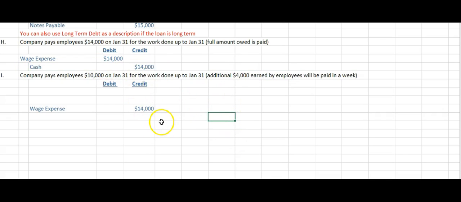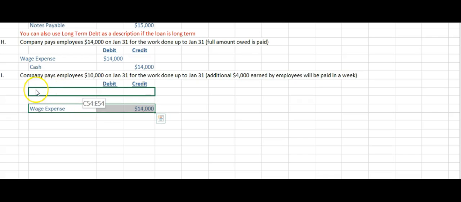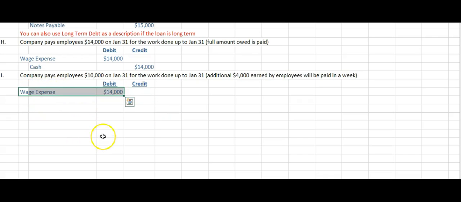Anyways, cash goes down by $14,000, right? Because the company paid. So it goes down, and I apologize for that if you were confused. And wage expense goes up. Expenses go up with a debit, right? Okay, so let's go back to that same example. I'm glad I caught that. Wage expense goes up here too, but my cash goes down.